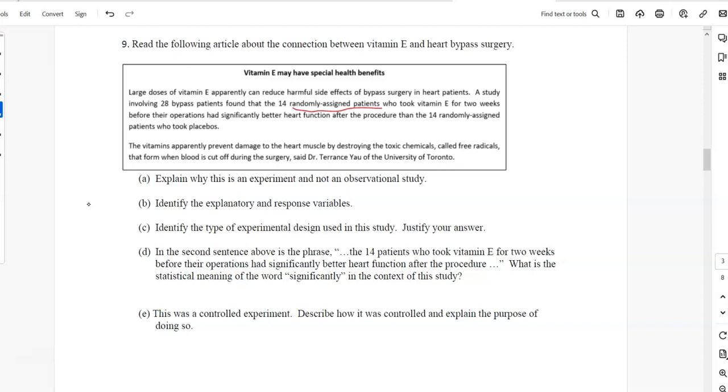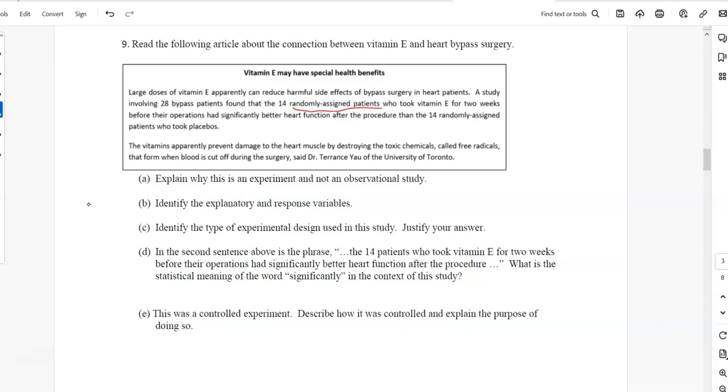Explain why this is an experiment. Well, they're giving them vitamin E. That's a treatment. So that's what I would say. They're giving them a treatment, the vitamin E. And technically the placebo. I sometimes forget to include that, but they are giving them a fake drug called the placebo. It's probably just a sugar pill. It looks just like the real thing, though, so it's convincing.